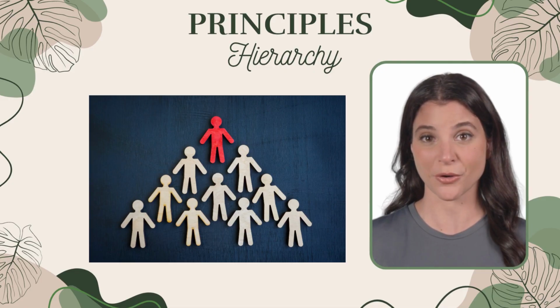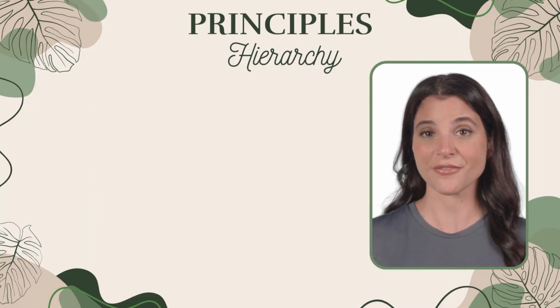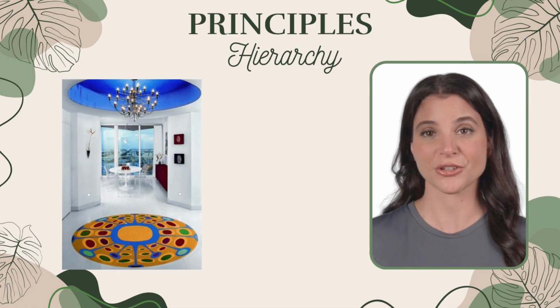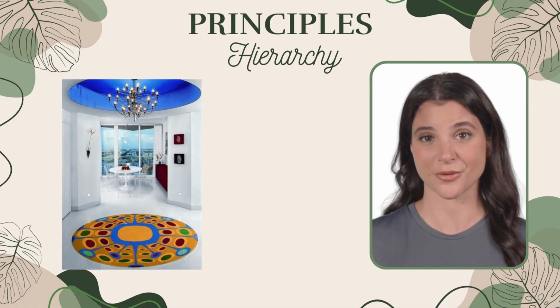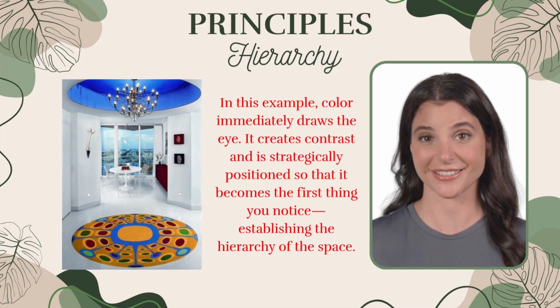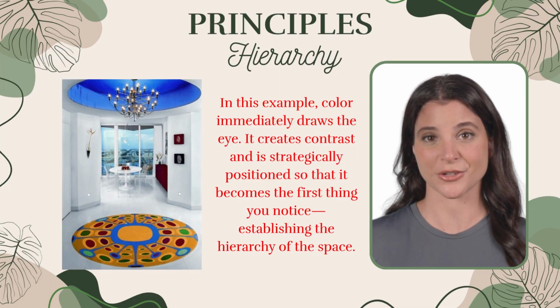Hierarchy is all about focus. It determines which areas of a design draw the eye first and how the viewer's attention flows through a space. For hierarchy to exist, certain objects or surfaces must stand out from the rest, creating a clear visual order. Designers establish hierarchy in 2 main ways: contrast and position. Contrast can be achieved by varying form, scale, color, light, pattern, or texture. For example, a large, brightly colored painting on a neutral wall will naturally command attention.